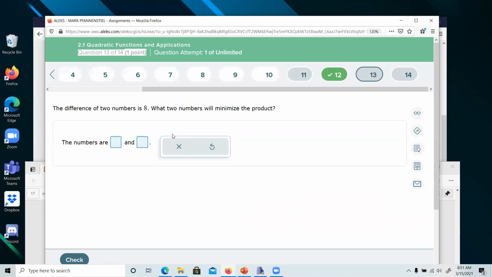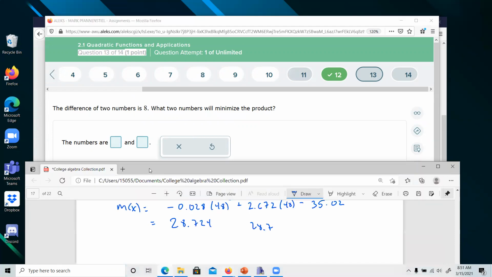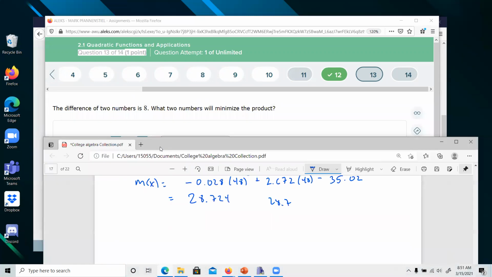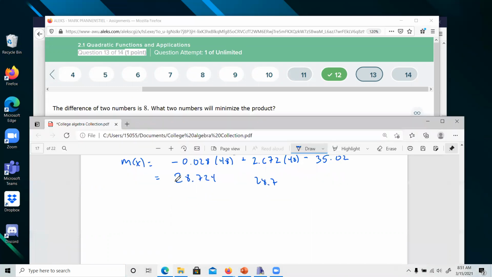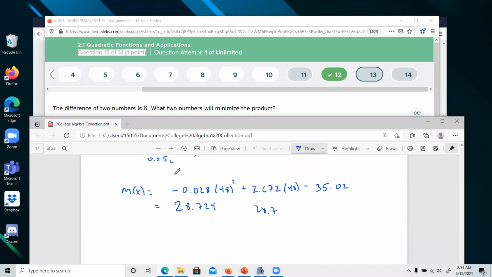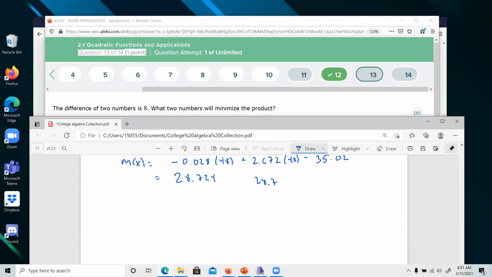All right, next problem. The difference of two numbers is 8. What two numbers will minimize this product? Now, in a face-to-face class, I almost never ask a problem like this for a couple of reasons. One is the applications of this are pretty much limited to math class. And two, I went through classes where they had a lot of questions like this, and frankly, they traumatized me. I remember being in 9th grade or something like that, and between this and train problems, that's it, we're done.